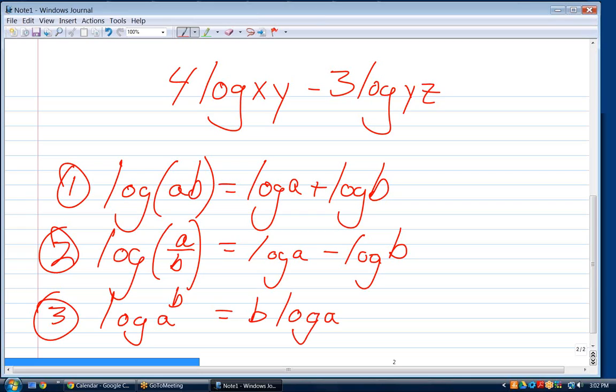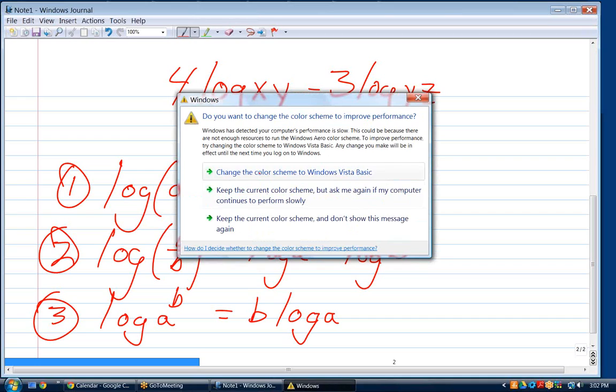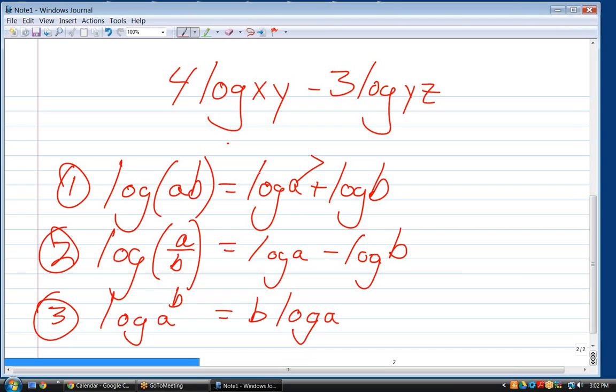In other words, they're going to give you a series of problems that asks you to expand it, which is going in that direction. And then they're going to give you a series of problems that ask you to condense it, going in that direction. For example, this problem is asking you to condense. So, hold on 1 second. Okay. So, we're going to have to use all 3 rules here.